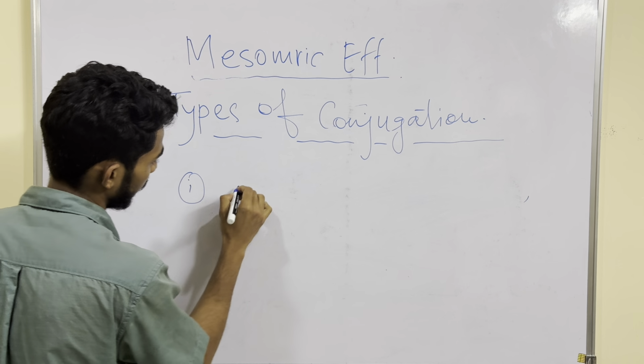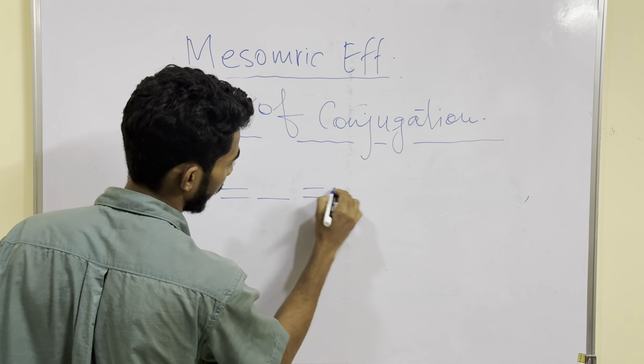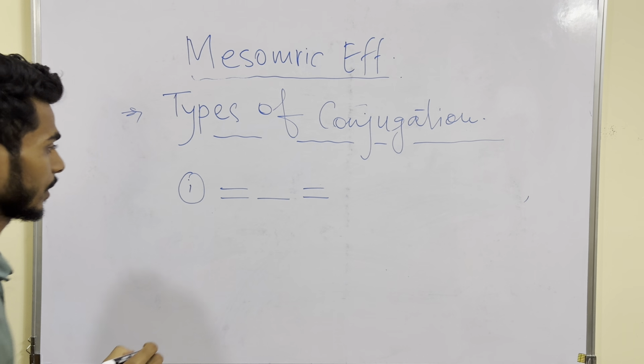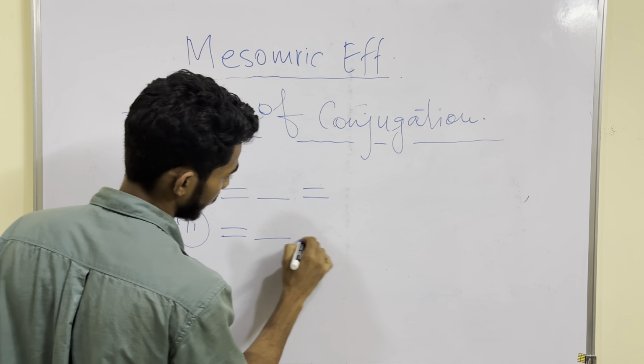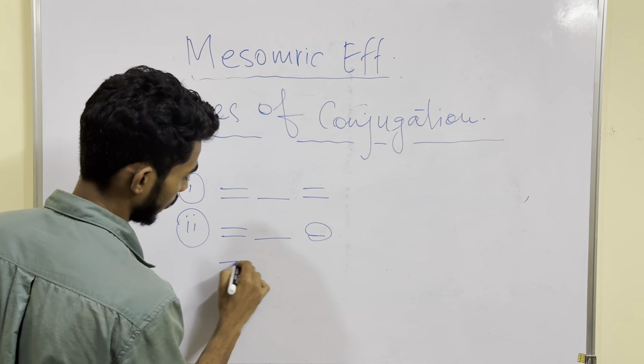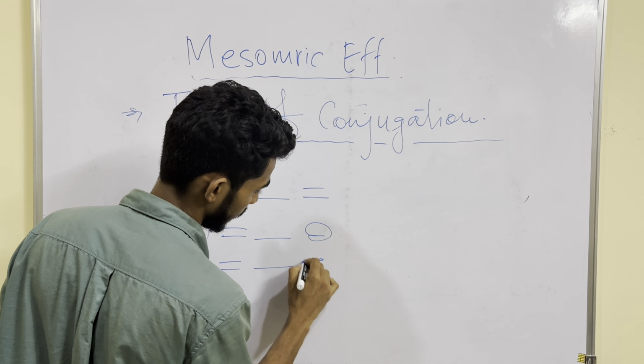They are: number 1, pi, sigma, pi. In that case, what will happen? Okay, I'll explain. First, let's see that. Number 2 is pi, sigma, negative charge, or pi, sigma, lone pair.